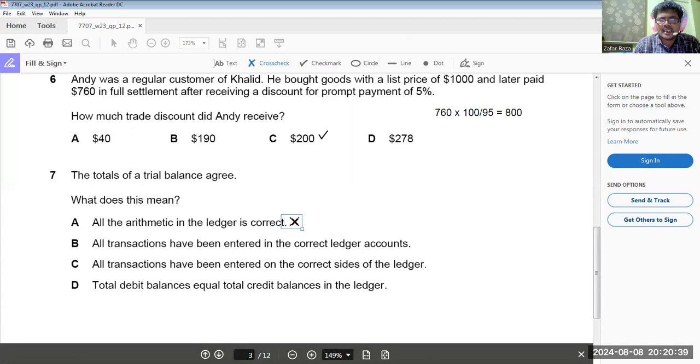There might be error of transposition or error of original entry. All transactions have been entered in the correct accounts. Not necessary. There might be error of principal. All transactions have been entered on the correct side of the ledger. Not necessary. There might be an error of complete reversal. The only thing left is the option: all the total debit balances and total credit balances in the ledger are equal. This could be the answer.